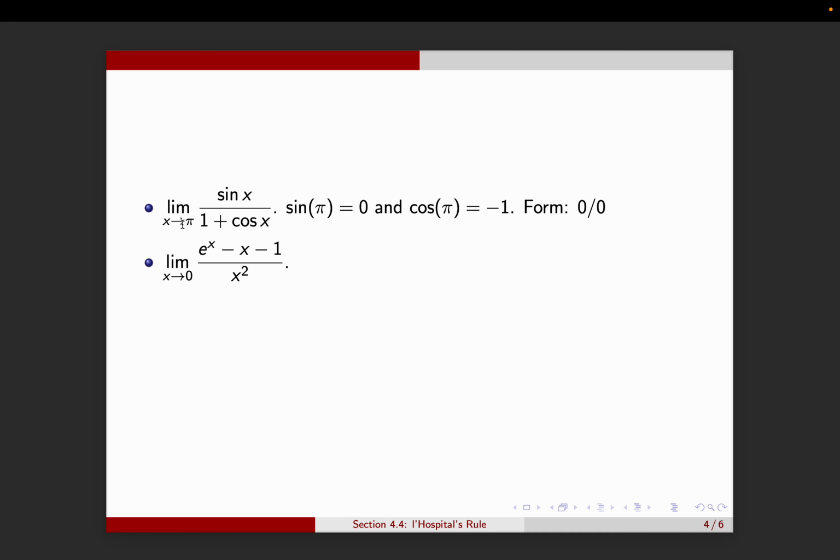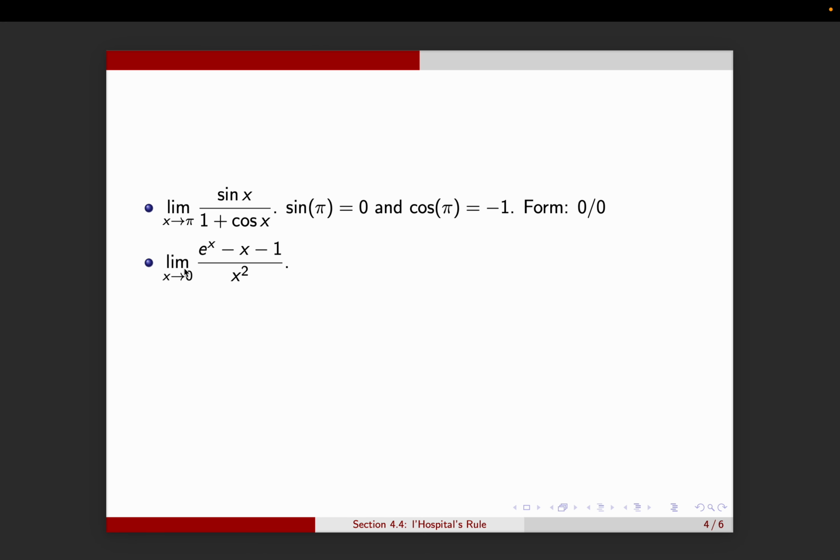Here's another example. Limit as x approaches pi. Okay, so notice sine of pi is 0. Cosine of pi is negative 1. So if you plug in pi for x, you get 0 over 0. So in this section, by the way, it is important that you remember sine and cosine of some basic angles, mainly multiples of 90 degrees. So this is 180 degrees. Sine of 180 degrees is 0. Cosine of 180 degrees is negative 1. So this limit has form 0 over 0.